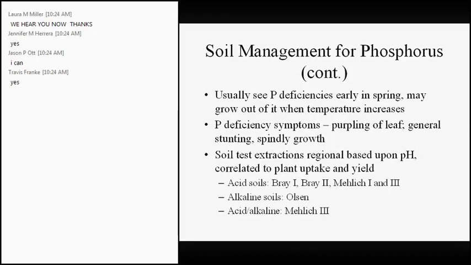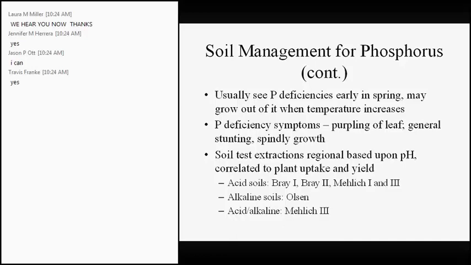Usually we see phosphorus deficiencies early in the spring, and it may grow out of it just because of temperature. But this is usually when we're starting to get some marginal amounts of phosphorus available to the plant, so you may need to think about actually adding some phosphorus to the soil. Those P deficiency symptoms again are purpling of the leaf, general stunting, and then spindly growth.